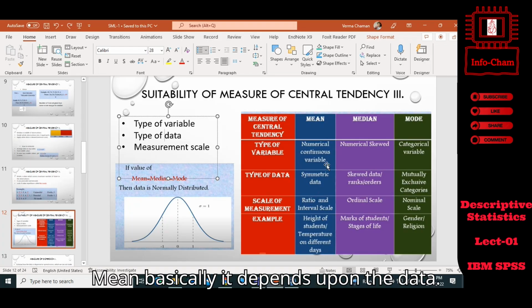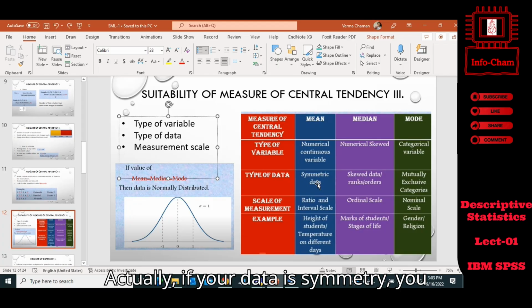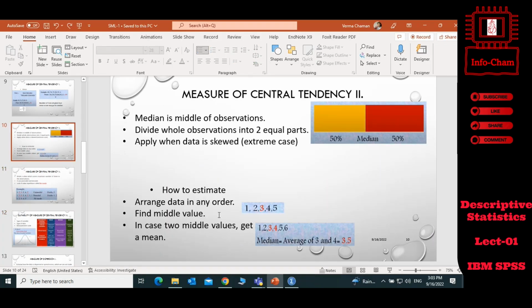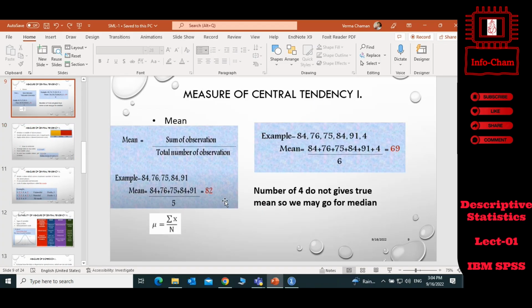Mean depends upon the data actually. If your data is symmetric, you should use the mean. But in the last slide, I showed you the mean value here. If your data is like that, where there is less repetition, right? But it's not hard and fast. You can apply it, but you should check.